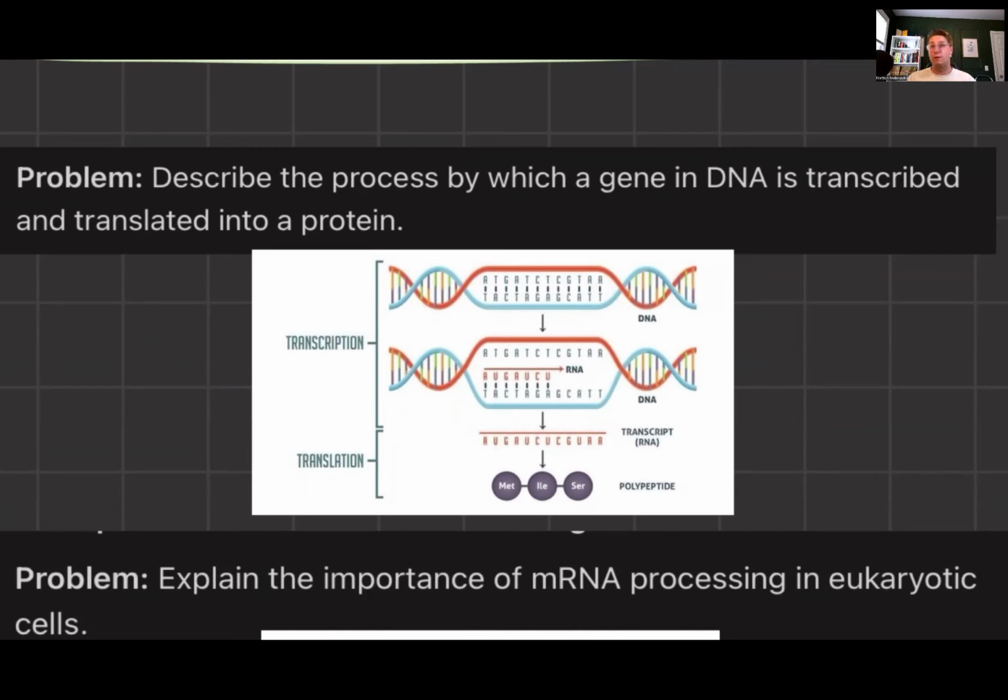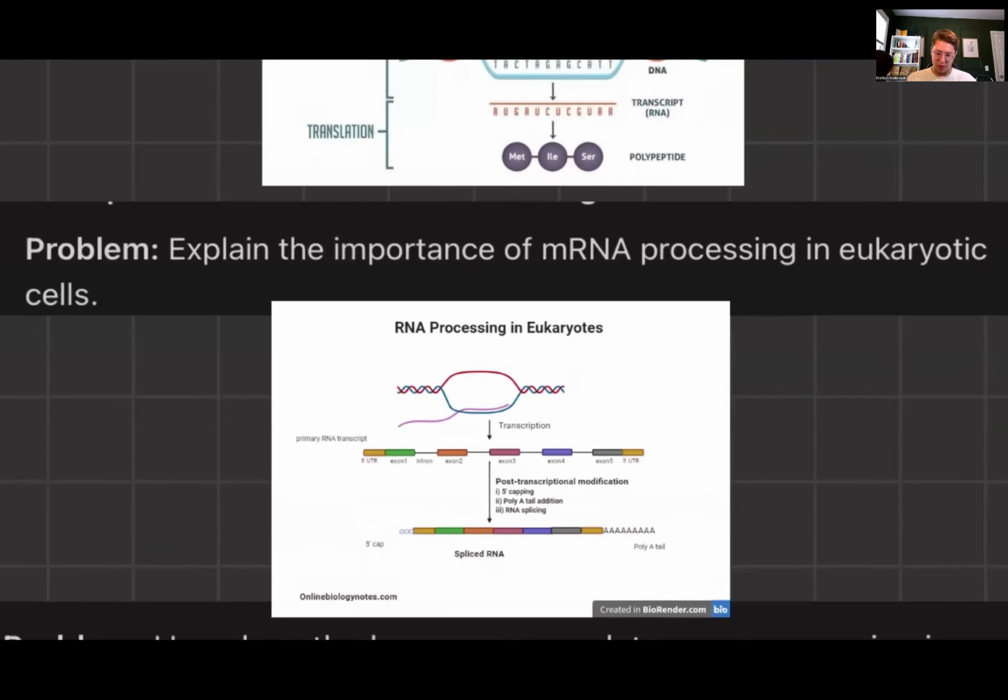The gene is first transcribed into mRNA by RNA polymerase in the nucleus. The mRNA will then undergo processing, 5' capping, polyadenylation, splicing, and is then transported to the cytoplasm. In the cytoplasm, the mRNA is translated by ribosomes into a protein with tRNA molecules bringing amino acids to form a polypeptide chain. Now I want you to explain the importance of mRNA processing in eukaryotic cells. I'll give you the answer in 3, 2, 1.